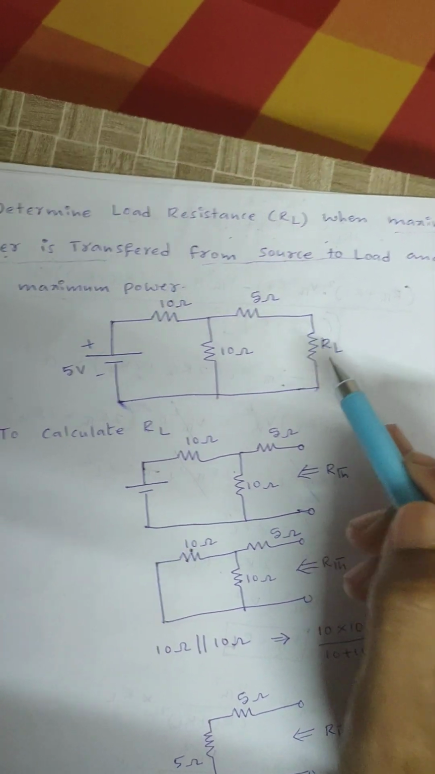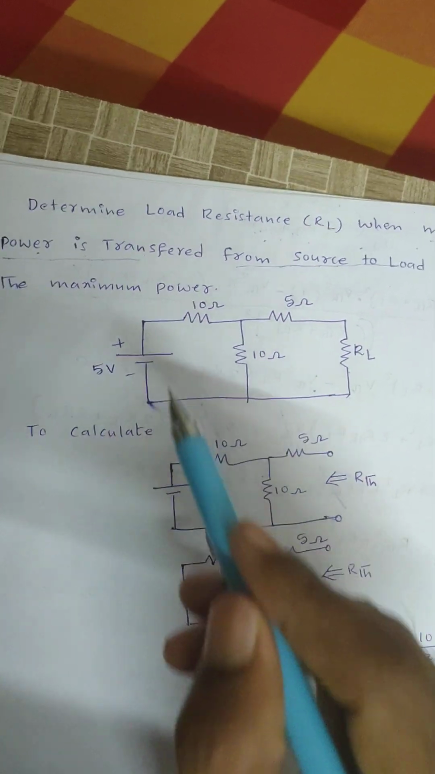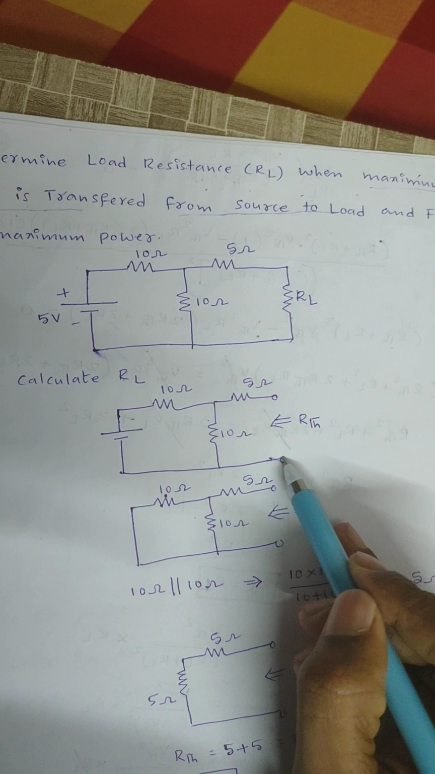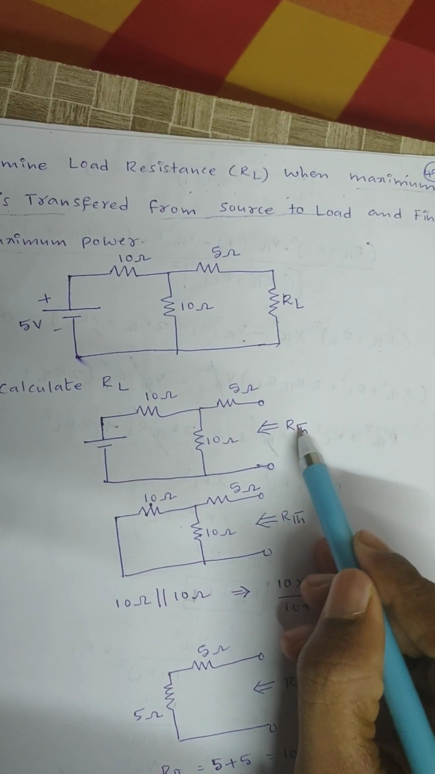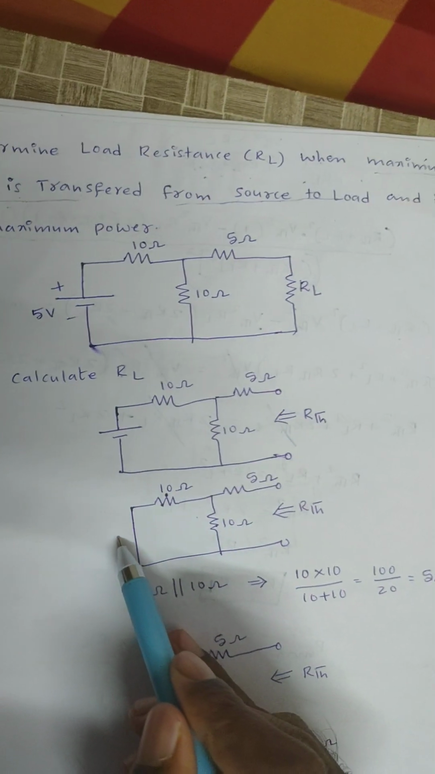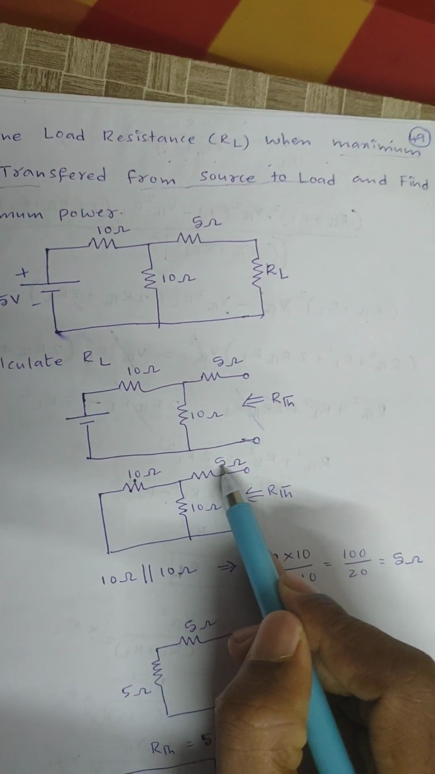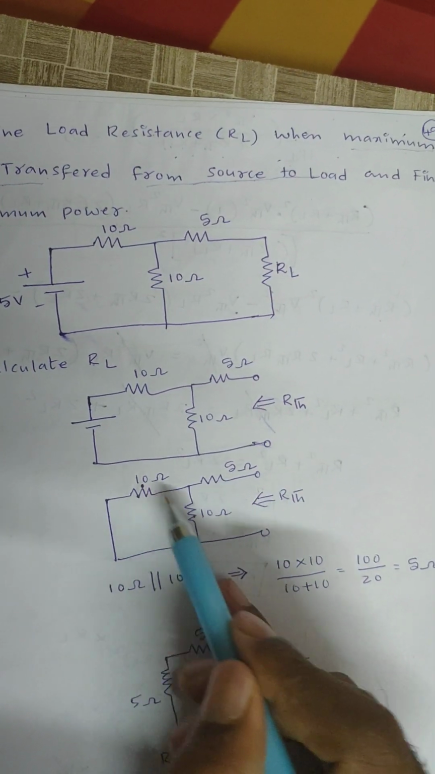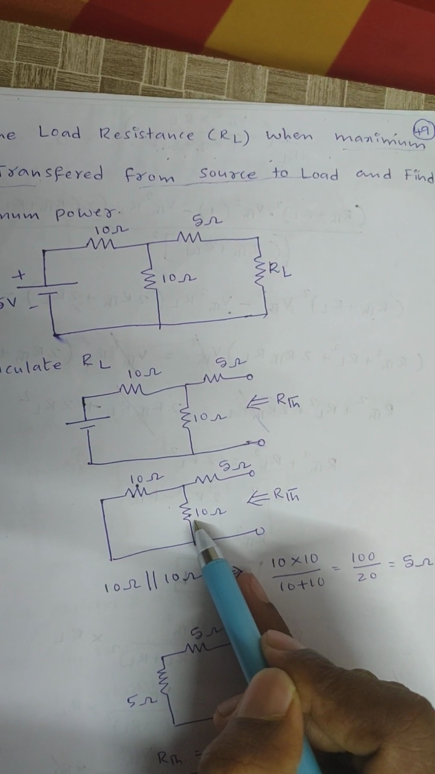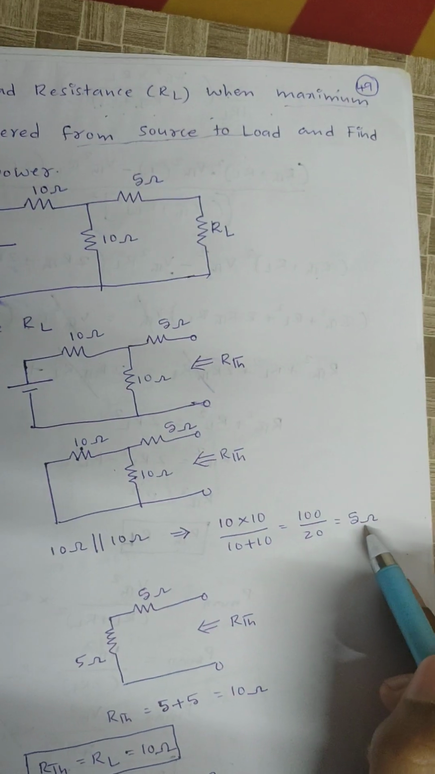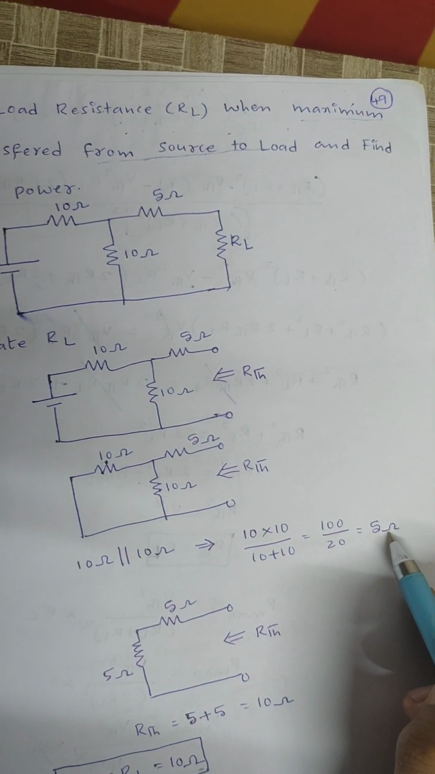If the circuit has a voltage source, that should be replaced by a short circuit. See here, I need to calculate RTH. To calculate RTH, the voltage source should be replaced by a short circuit. Now the equivalent circuit will be like this. Now see here, 10 ohm and 10 ohm are connected in parallel. That is 10 into 10 by 10 plus 10. Then the resultant value will be 5 ohms.